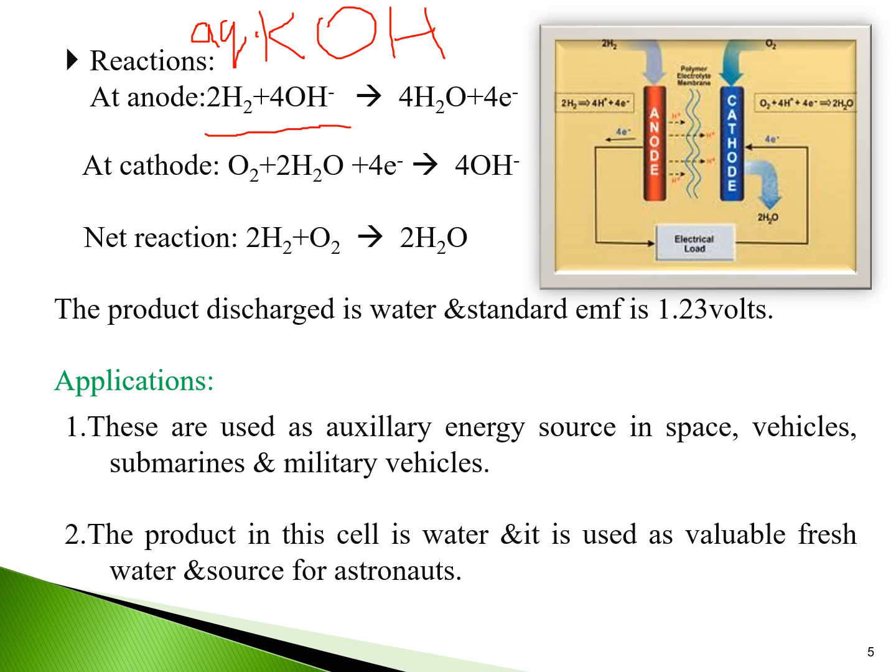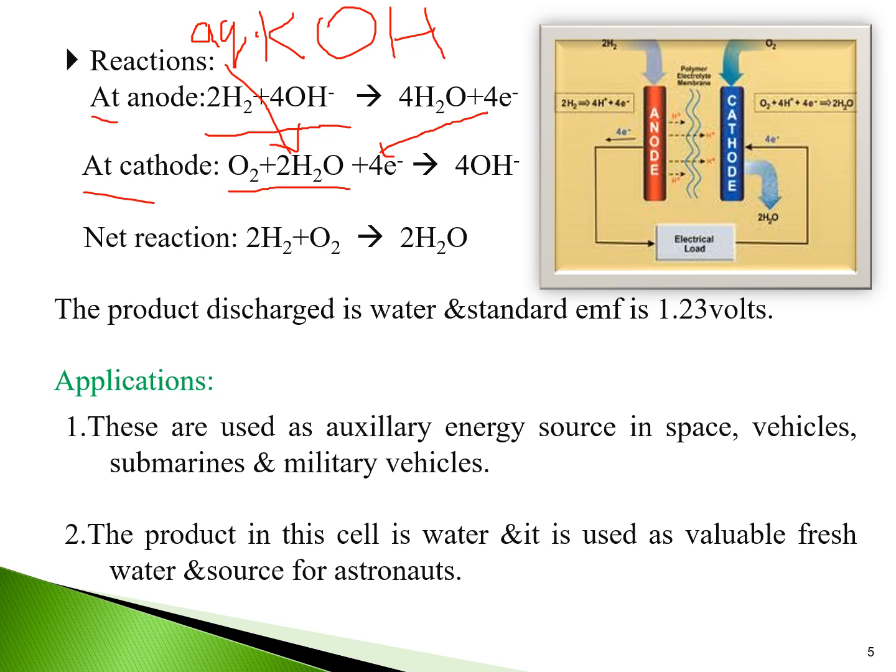At the cathode, oxygen combines with water. This water is from the aqueous KOH. So we are using water. It takes up the 4 electrons and gets reduced to OH minus. We have already discussed that at the anode oxidation takes place and at the cathode reduction takes place.